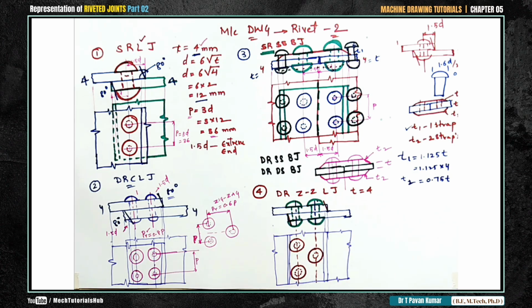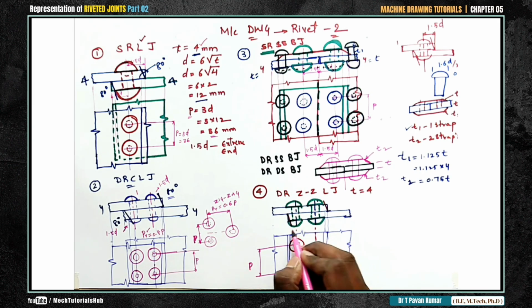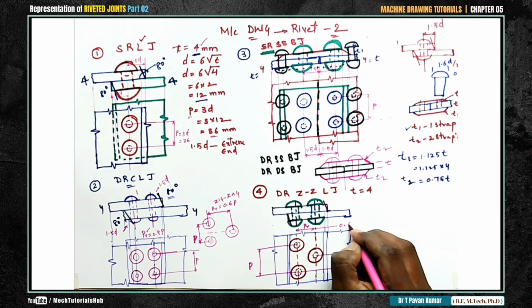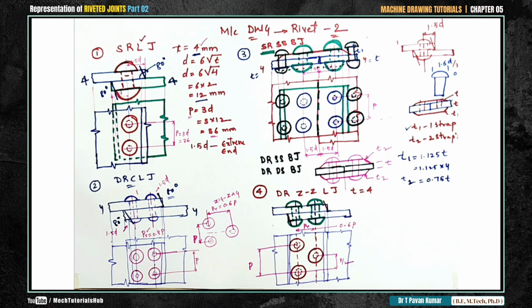Specifying those dimensions is more important. Fine. Now here, from here to this point, it is going to be P. What is P? P is equal to 36. And again, from here to this point, it is going to be P by 2. Now, in between these two rows, it is PR. What is PR for zigzag? It is 0.6P. This is how you will get the arrangement.